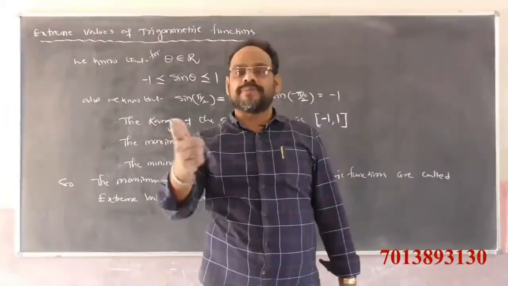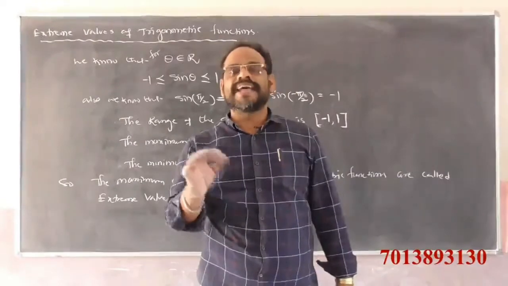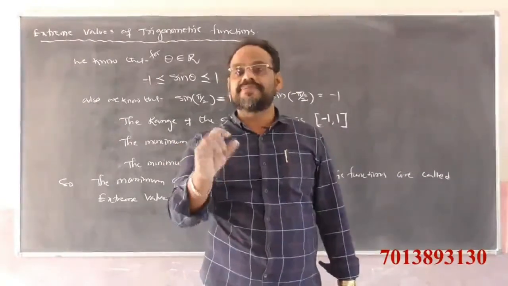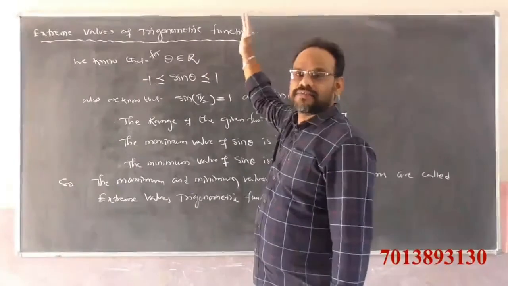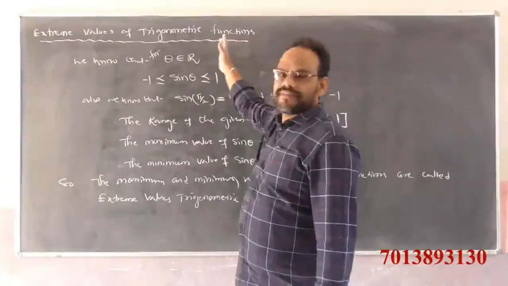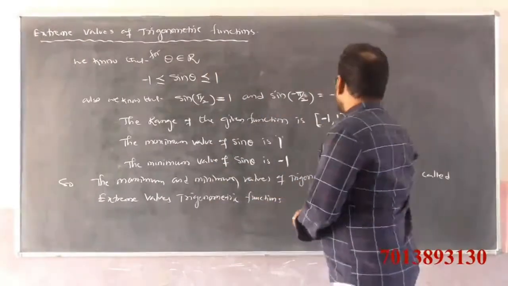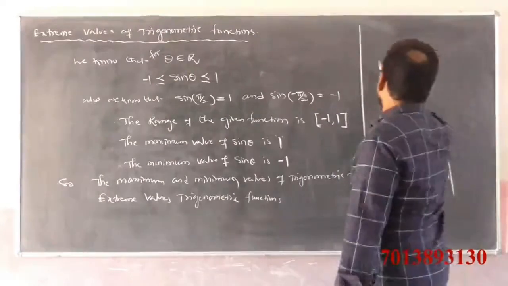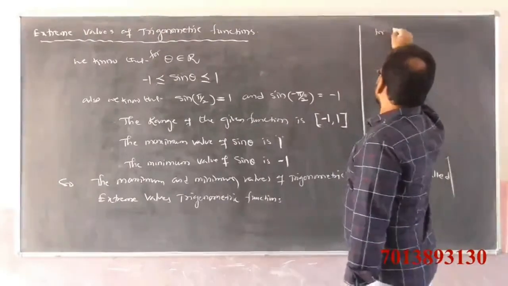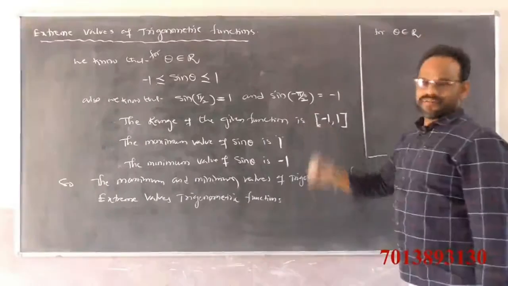Extremities means maximum and minimum value. Maximum and minimum value is nothing but the extreme values of the trigonometric functions. So, also we know that cos theta, for any theta belonging to R, how do we know that?